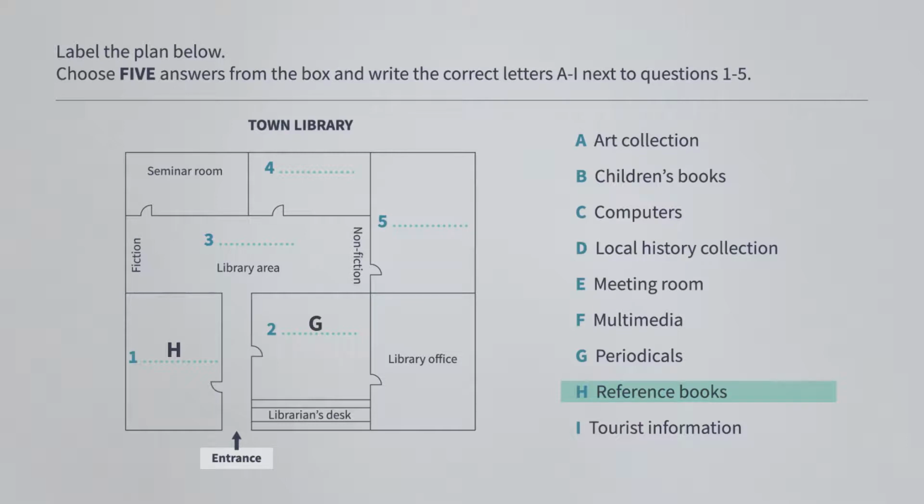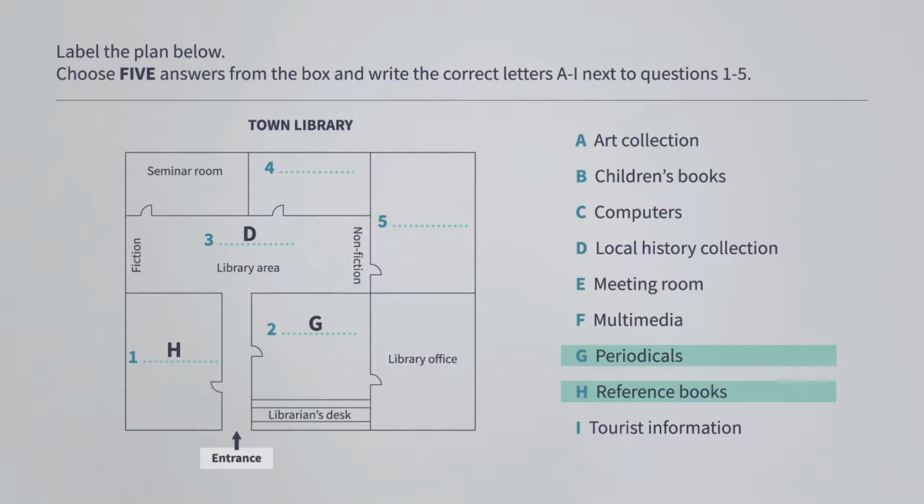Question 2 is G, periodicals. The speaker says, "Just beyond the librarian's desk on the right is a room where we have up-to-date periodicals such as newspapers and magazines." It's the second time the speaker has used the librarian's desk to help you navigate through the plan. Always pay attention to the objects that already have names on the map.